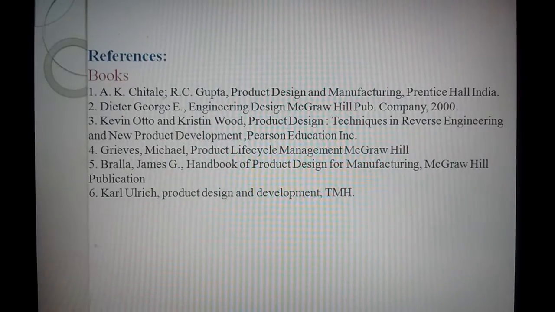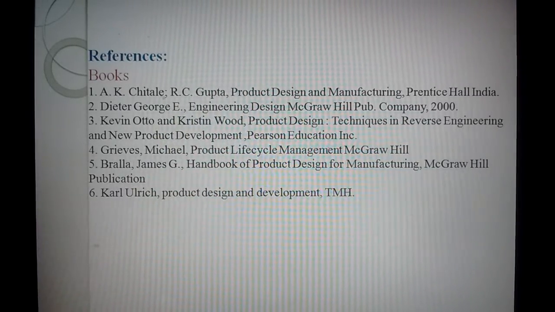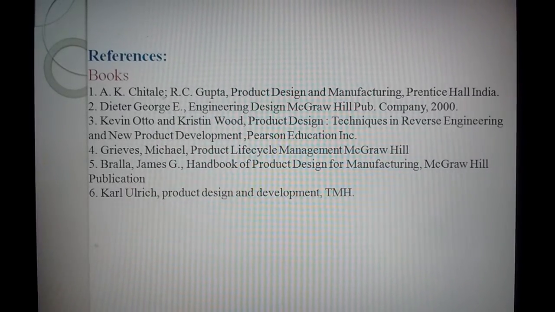So in today's lecture we studied product data management, the role of product data management in the development of products, and the benefits of product data management.